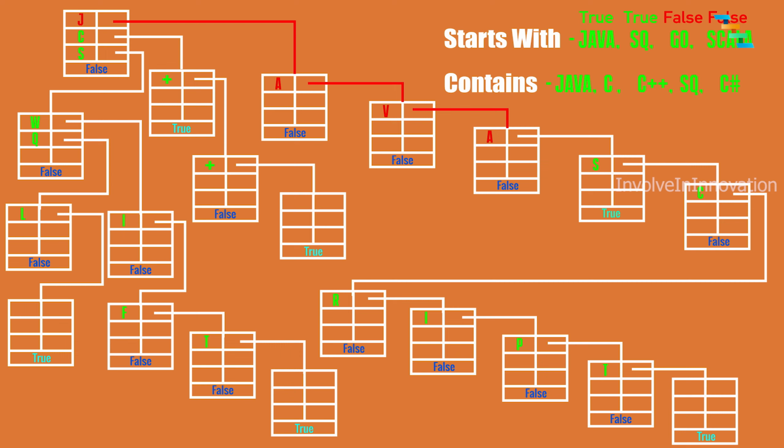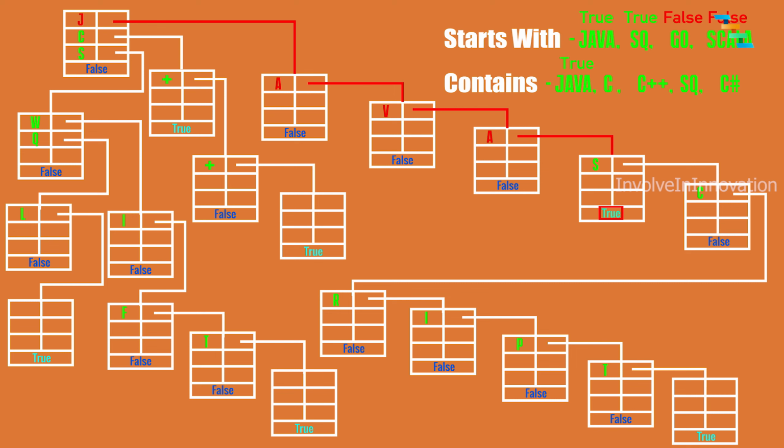Check whether A is present in the node map. Yes, A is present, and we get the associated node map. Now we need to check whether the is end of word boolean is true here or not. Here the is end of word boolean is true, so the word Java is present in this trie data structure.